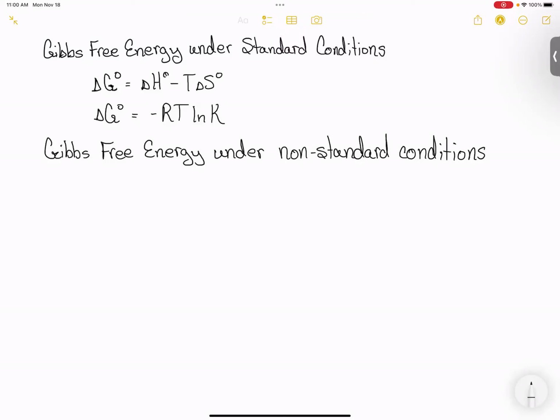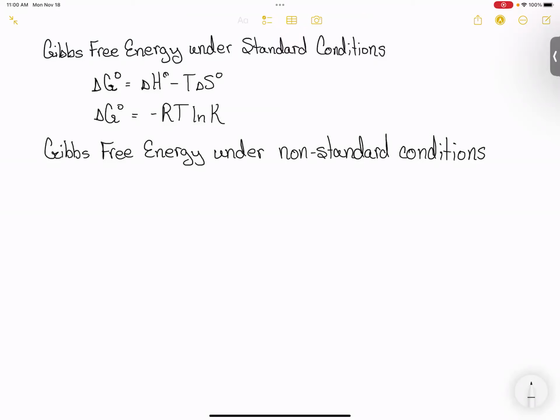So the plan for this week is, number one, we are going to finish up our discussion of thermodynamics, specifically Gibbs free energy today. We will be talking about Gibbs free energy under non-standard conditions. If time permits, I would like to at least introduce balancing redox reactions.